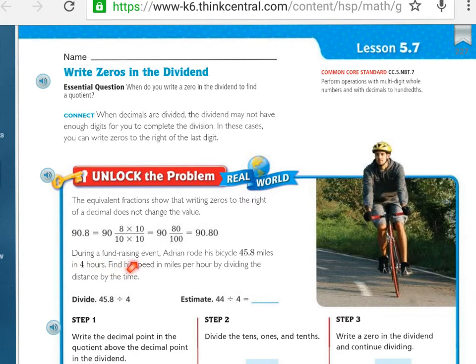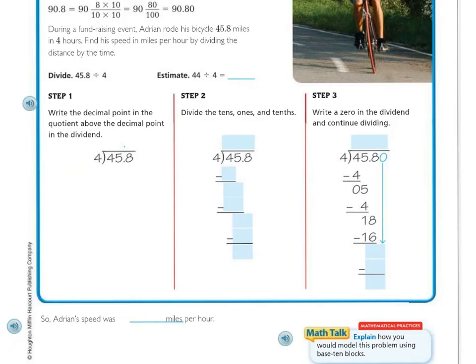During a fundraising event, Adrian rode his bicycle 45 and 8/10 miles in 4 hours. Find his speed in miles per hour by dividing the distance by the time. All right, so let's divide 45 and 8/10 by 4. Let's estimate it. 45 is close to 44, and 44 divided by 4 is 11. So our answer should be somewhere around 11.